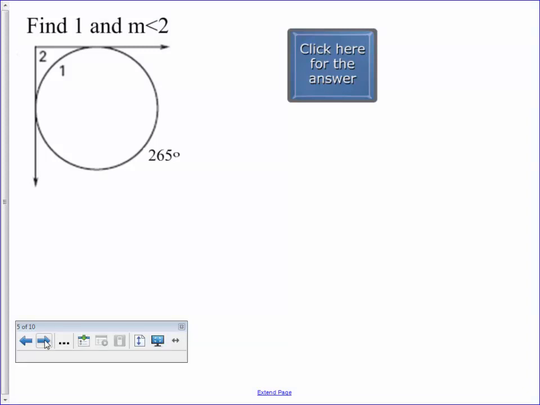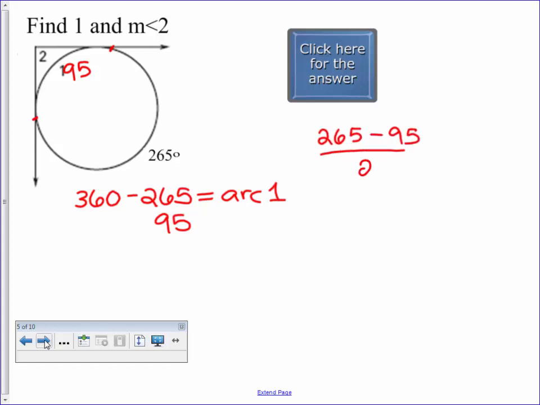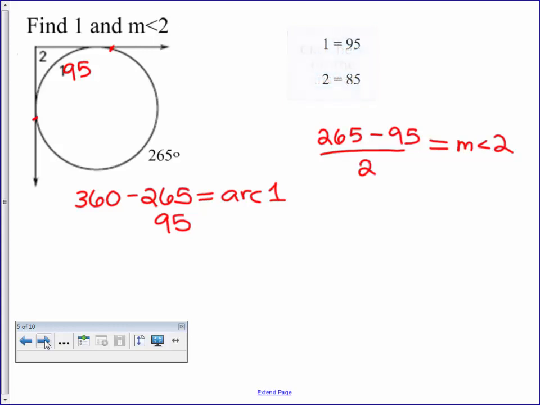This one says first find arc 1, and then find the measure of angle 2. I have to find 1 first, otherwise I have 2 variables in my equation. We split the circle into 2 parts, 360 total, so we're going to do 360 minus 265 to get the measure of arc 1. Once you do that, you should have gotten 95 for the measure of arc 1. Now use the formula, big minus small divided by 2, and see if you come up with the correct answer. Big minus small divided by 2 has to equal the measure of angle 2. These are both answers. The arc for 1 is 95, angle 2 is 85.